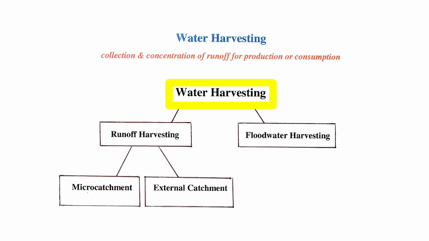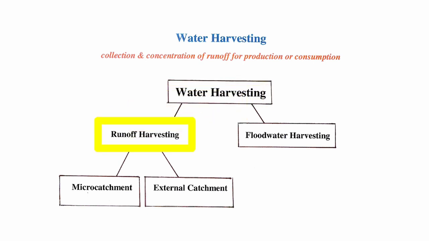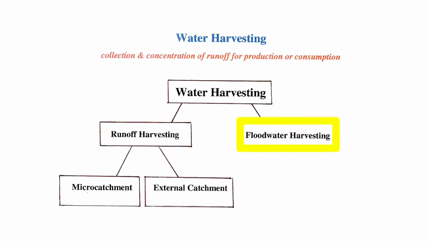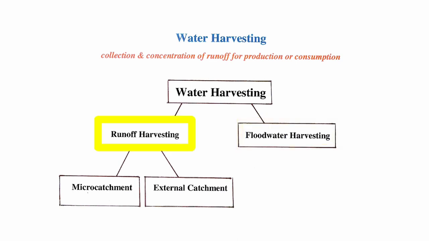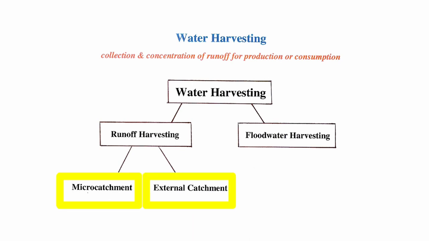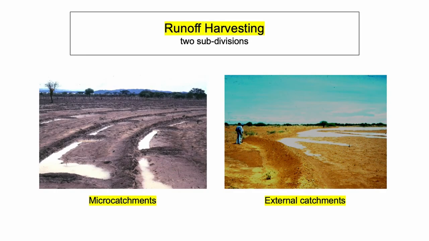One way of classifying water harvesting is into runoff harvesting, or rainwater harvesting, and floodwater harvesting. And then runoff harvesting can be split into two subcategories, microcatchments and external catchments. So what is the difference between these two main types of runoff harvesting?